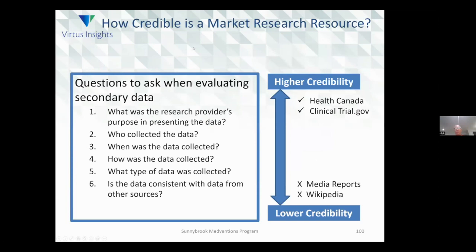A couple of reminders for all of you when you're performing market research. You've got to ask the question when evaluating secondary data: what was the research provider's purpose in presenting the data? Who collected it? When was it collected? How? What type of data? Is the data consistent? Don't forget, there is data out there that has low credibility. I call these media reports and Wikipedia. Then there are those that have high credibility, such as Health Canada or clinicaltrials.gov.